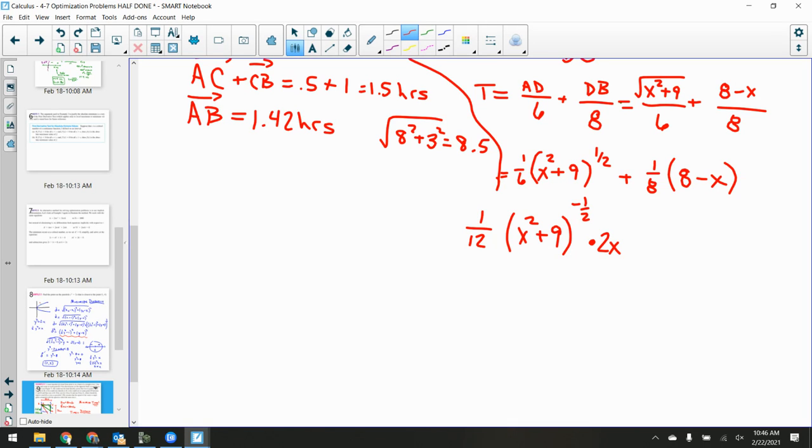Now, I could distribute that 1/8 in, but honestly, it's going to be 1/8 times the derivative of my inside piece. Well, what's the derivative of my inside piece? -1. So this is just going to end up being minus 1/8.